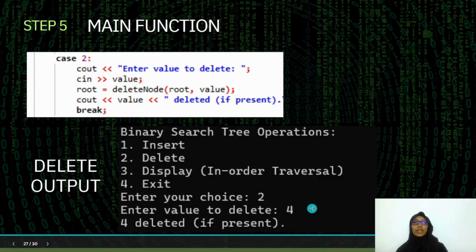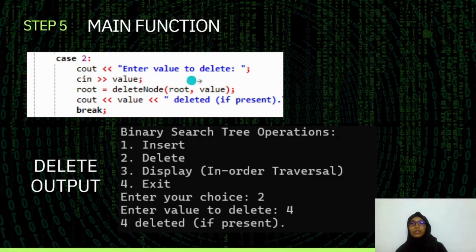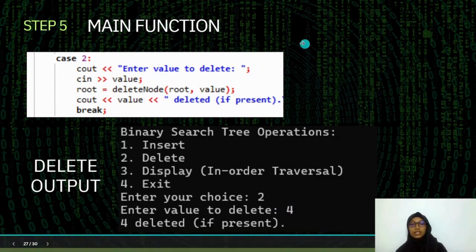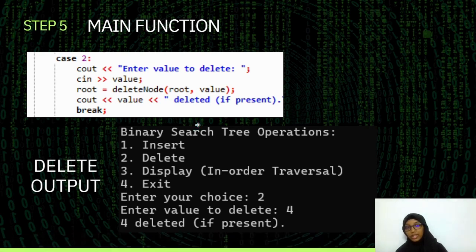If I want to delete 4 in the subtree given, it will automatically check and delete the 4. What does it mean by if present? If there's a 4 in what I inserted before, it will automatically delete. But if there's no 4, it won't change anything.